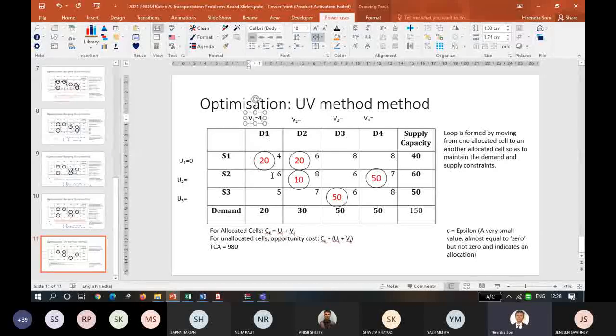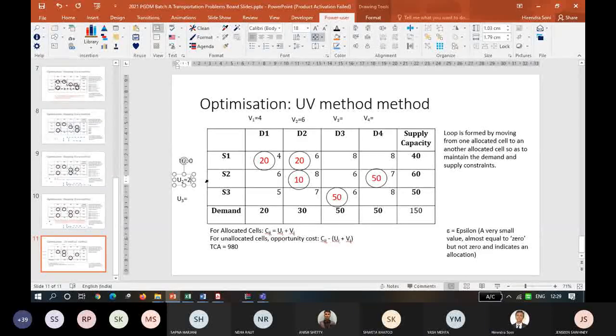Now since I know the value for U1 is 0, what is the value for V2? V2 would be 6 minus 0, so 6. Now since I know V2 and I want to find out U2, 8 equals U2 plus V2. So V2 is 6, so U2 equals 8 minus 6. Correct?